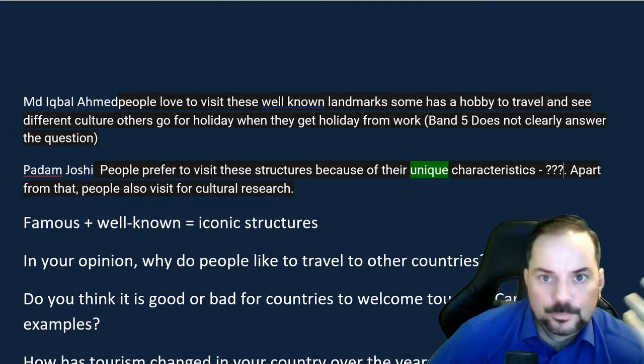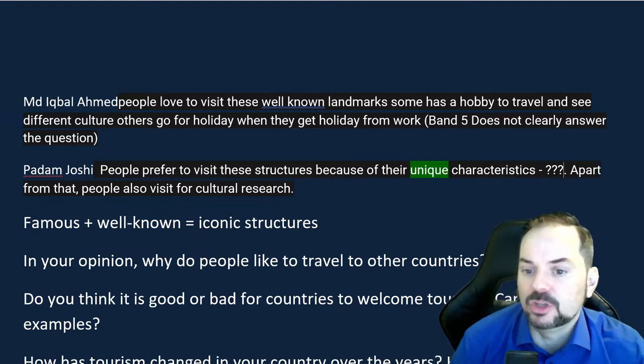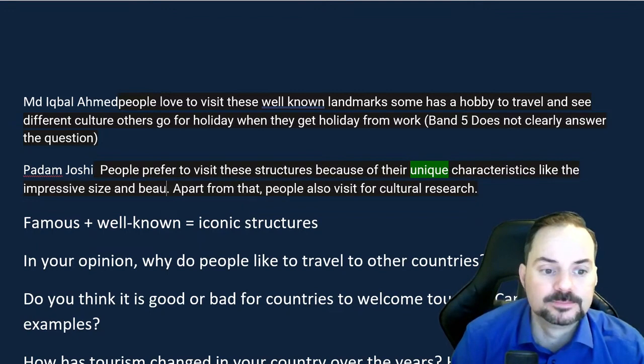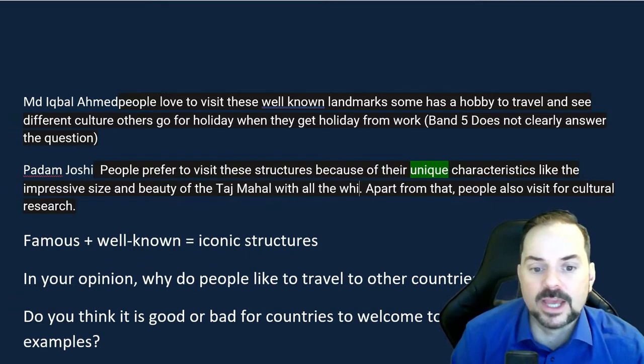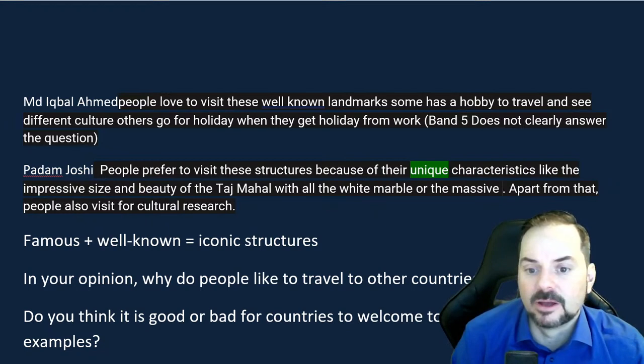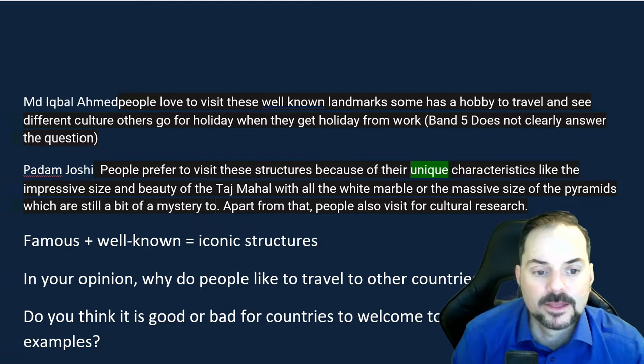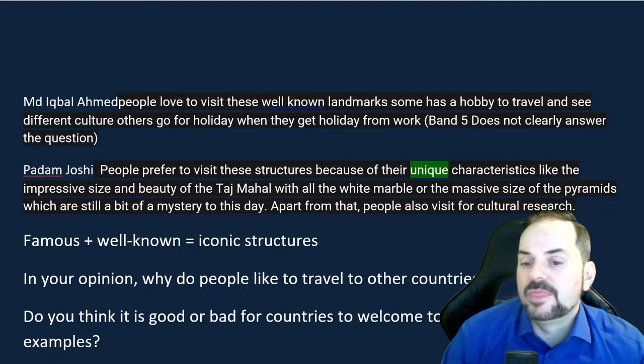So, give me one, right, Padam? So, people prefer to visit these structures because of their unique characteristics, like the impressive size and beauty of the Taj Mahal with all the white marble, or the massive size of the pyramids, which are still a bit of a mystery to this day. Okay. So that would be the way to expand on that, right? You want to include that.